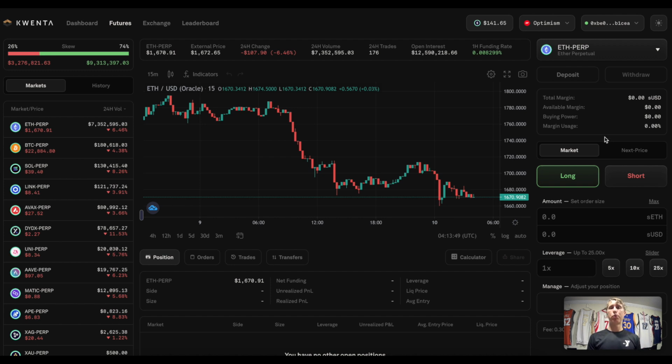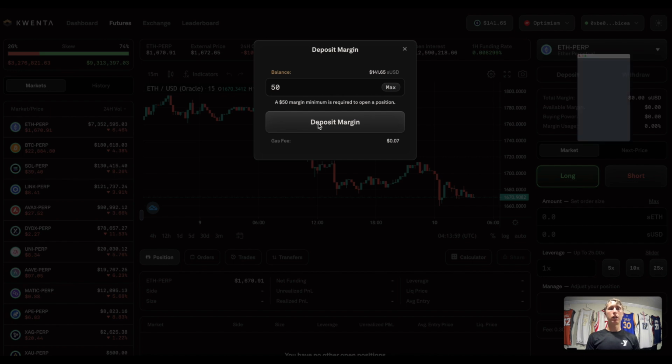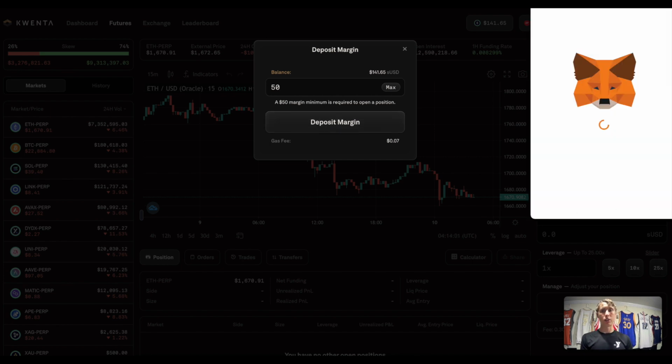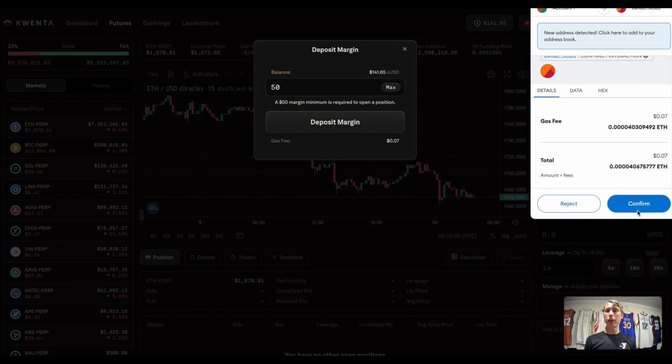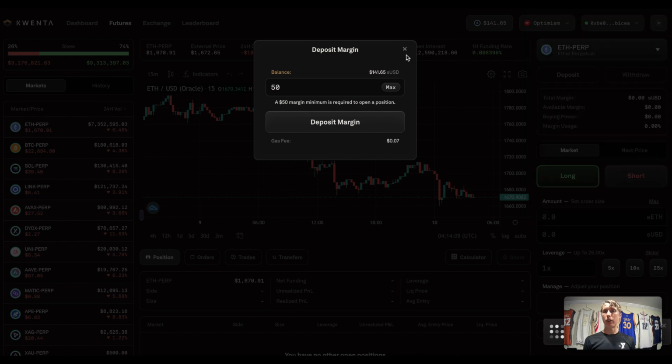So Kwenta is pretty self-explanatory. If you wanted to open up a future, what you would do is deposit the amount of SUSD you want to deposit, and you would margin trade with this. So I'm going to go ahead and deposit my margin of SUSD. This will allow me to open up a position if I wanted to go long ETH or long Bitcoin, just depending on what I want to do.